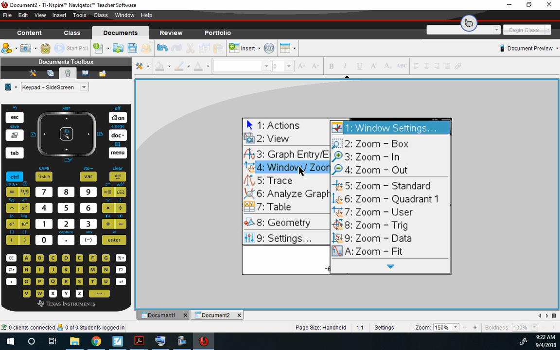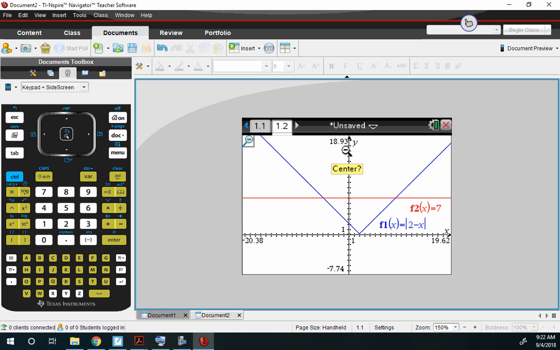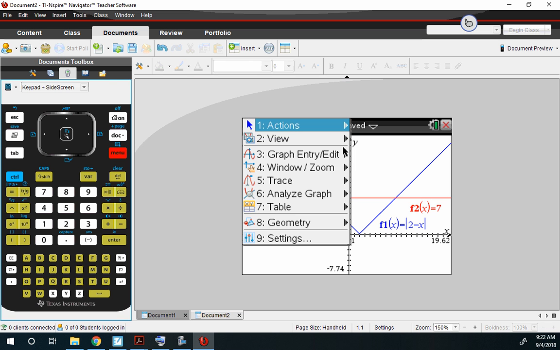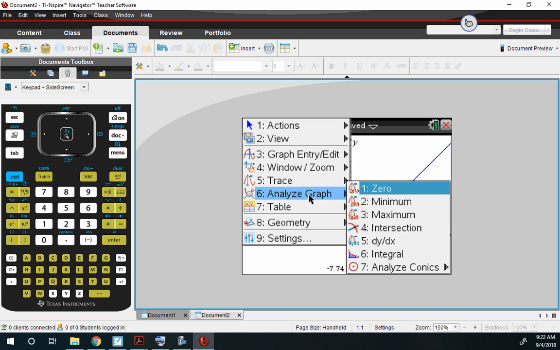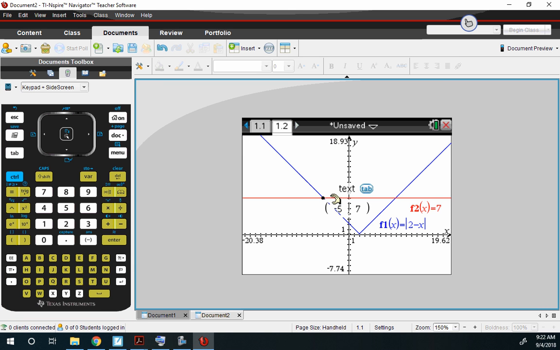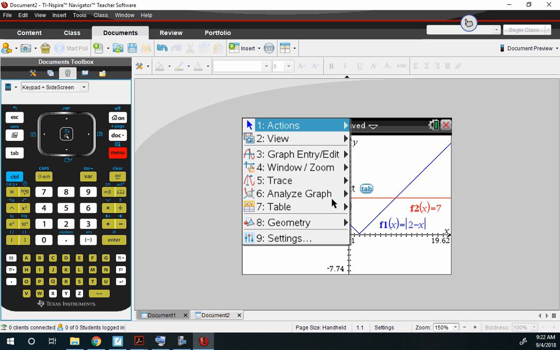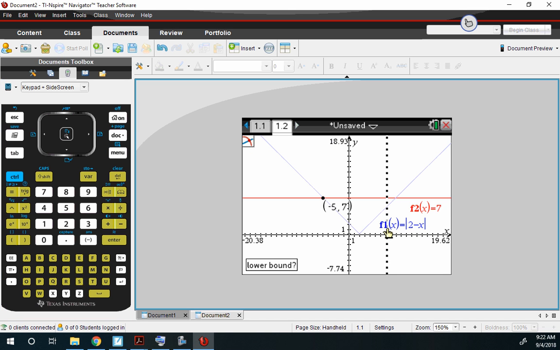I'm going to do a window. I'm going to zoom out just a little bit from up here. And it's pretty clear that those things intersect in two places, right? So if I use my special eyes, I can analyze the graph. I can find the intersection point. One of them is -5. The other one ends up being +9. So it's not -5 and +5.